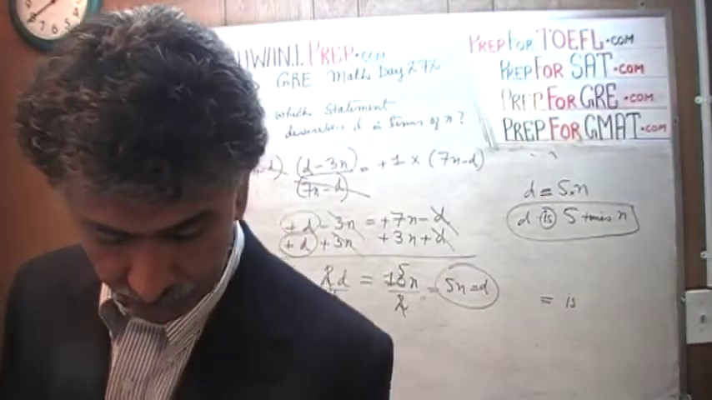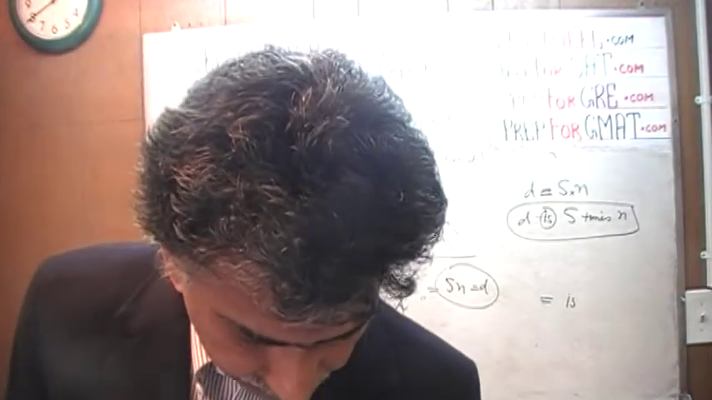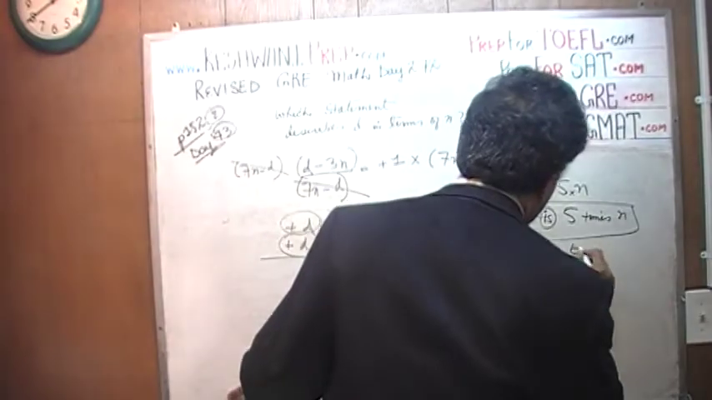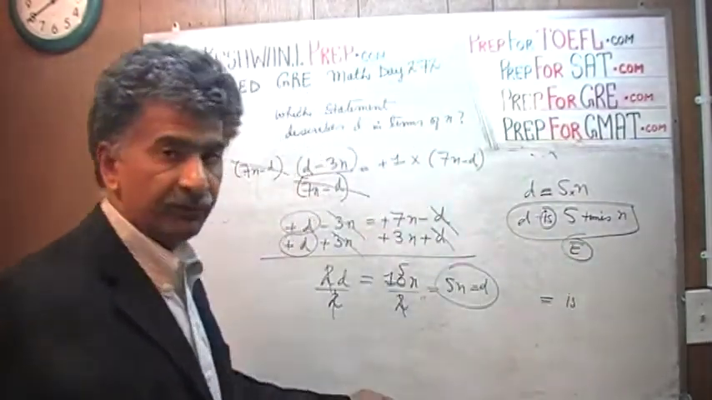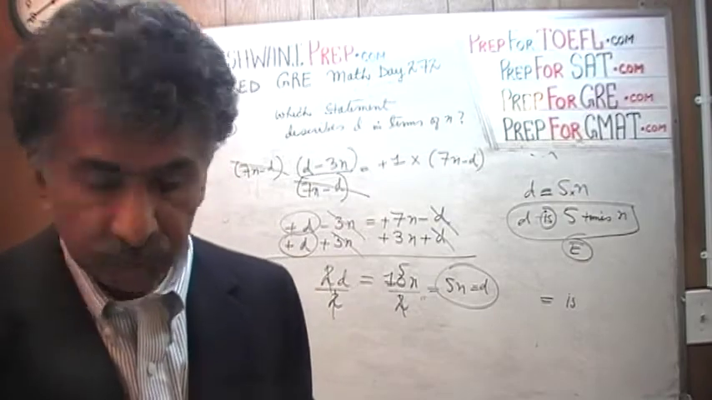I don't know why I had to do this childish thing. Obviously you can figure it out. D is 5 times n, and that is answer E. The statement that agrees with what we said here is statement E, which is the exact same statement by the way. D is 5 times n.